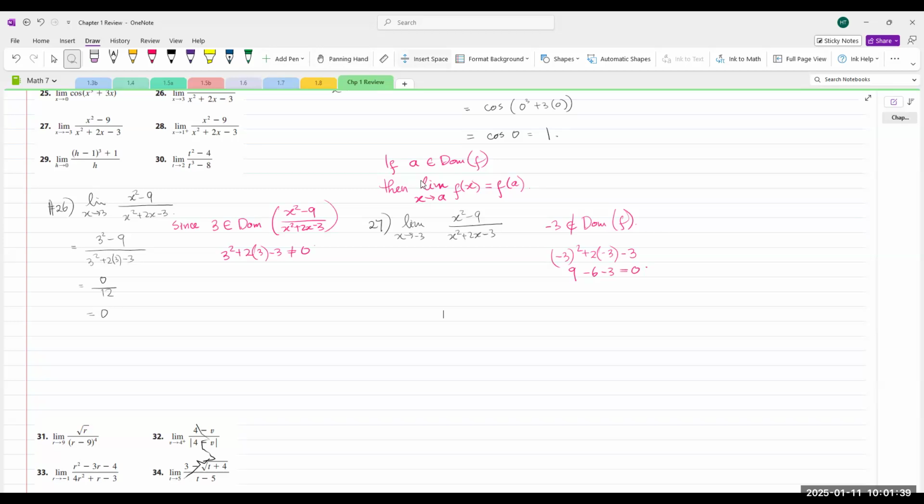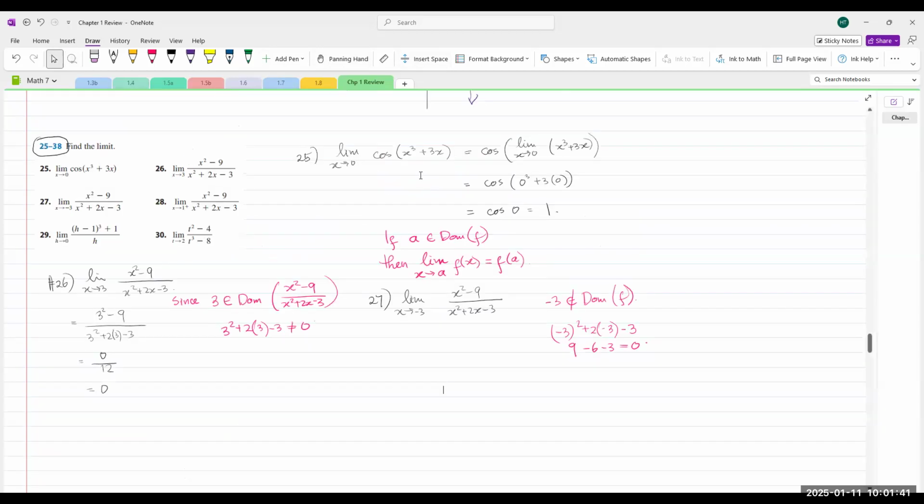Okay, so when we compute the limit, if the number x approaches is in the domain and the function is continuous around that point, for example number 25, then we can just plug it in. Likewise for number 26. 3 is in the domain of the rational function, because when we plug in 3 into the denominator, it doesn't give us 0. So it is well defined. We can plug it in.